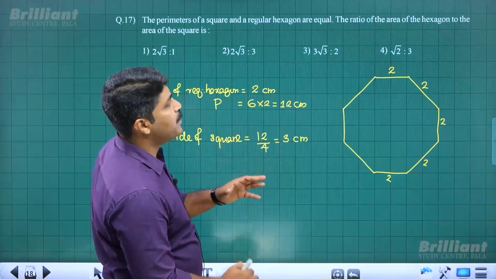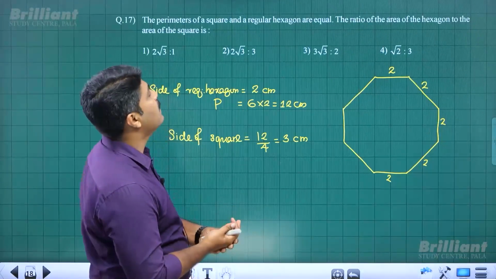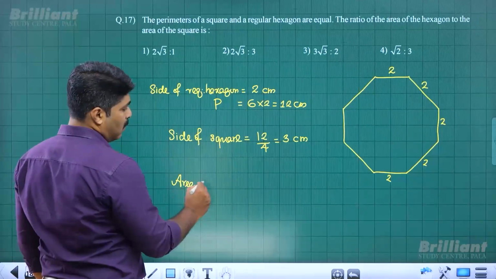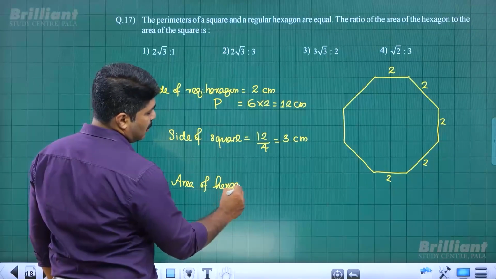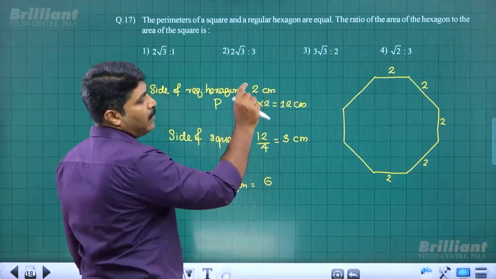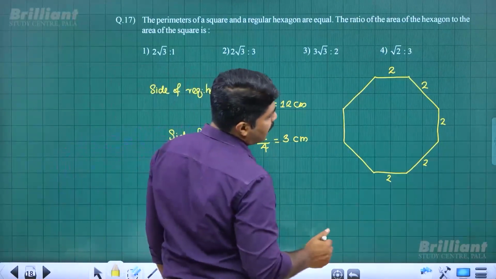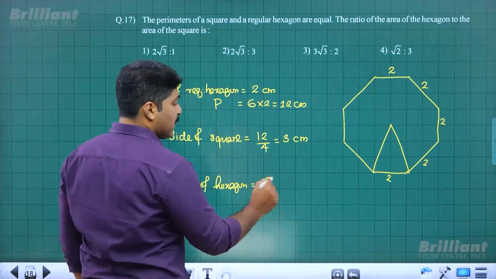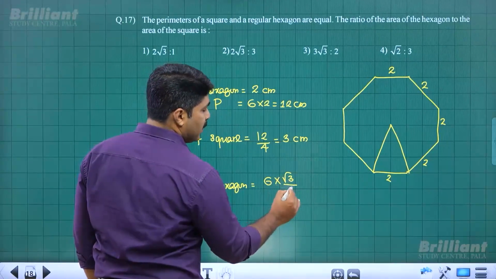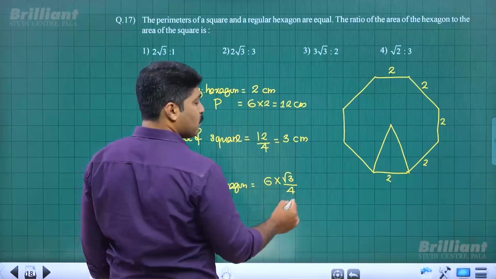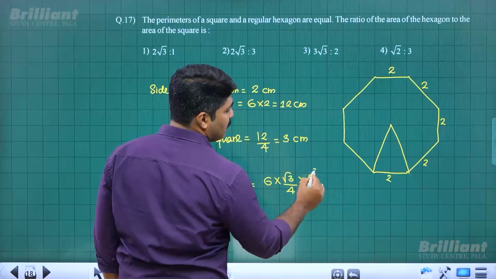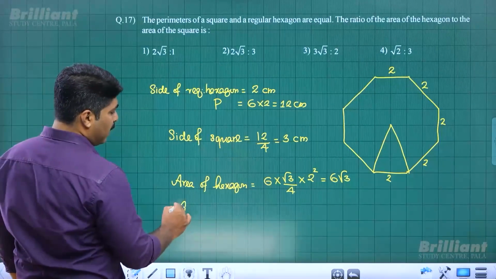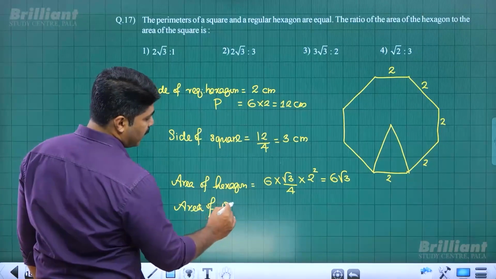Then we are considering the ratio between the area of the hexagon and the area of the square. So how to find out the area of the hexagon? We know that this is 6 times the area of each equilateral triangle. While we are considering the equilateral triangle here, this is 1 equilateral triangle, such 6 equilateral triangles here. So 6 times the area of an equilateral triangle. What is the formula to find out the area of an equilateral triangle? That is √3/4 a². Here a square is 2 square. Or simply, this is 6√3 square centimeter.